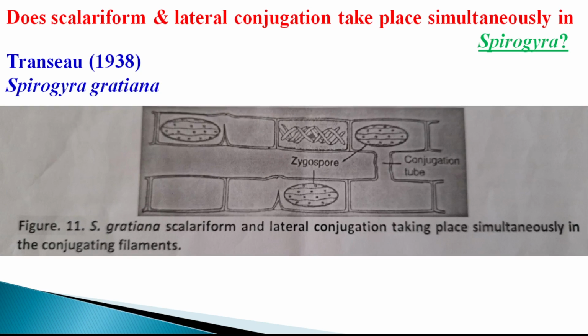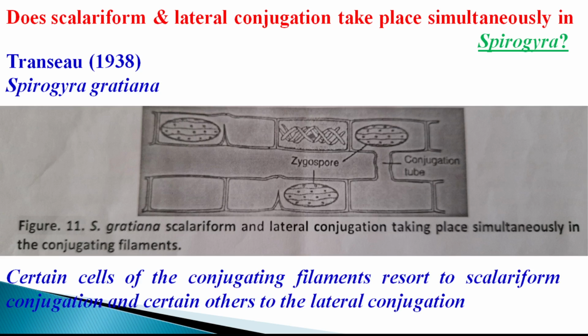As you can see in this photograph, actual scalariform conjugation is going on between two cells, which establish a conjugation tube there. But at the same time, another filament present there has undergone a mechanism of lateral conjugation. So it's a really interesting part of our discussion.